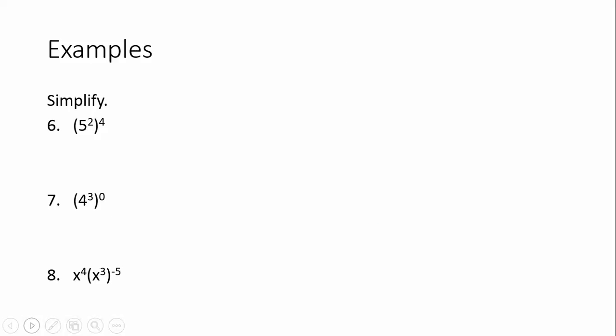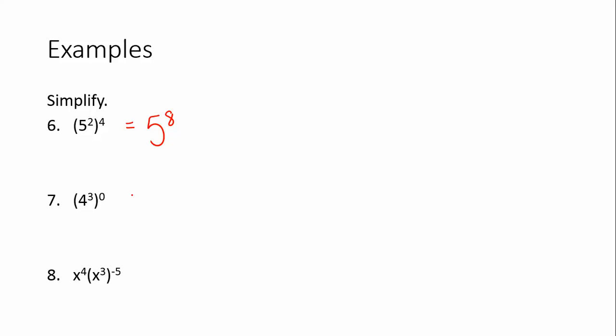Let's look at some examples and simplify. 5 squared to the 4th power. So we're going to multiply 2 times 4 and get 5 to the 8th. And now again, for the purpose of these few examples, we won't actually do 5 times 5 times 5, 8 times. However, in your homework and on quizzes and tests, you will be expected to compute that number all the way out.